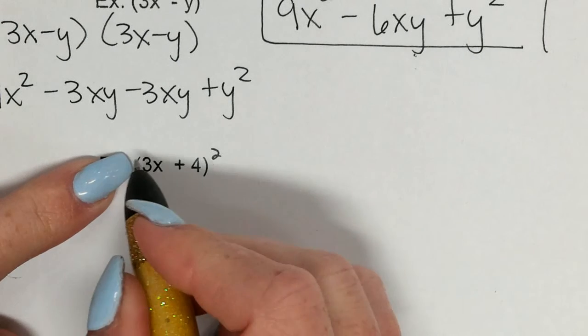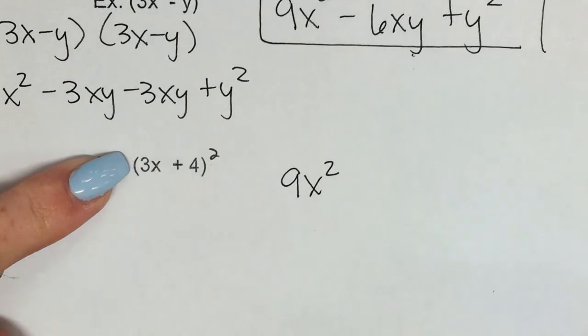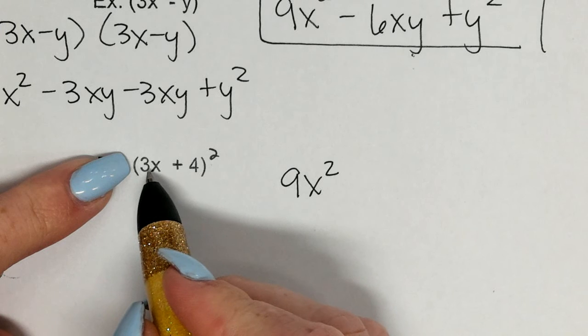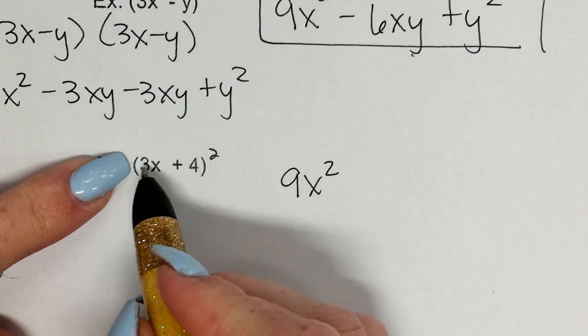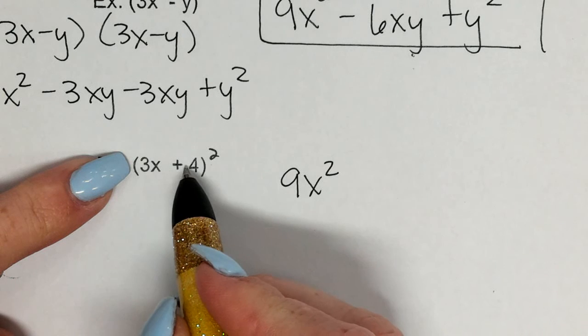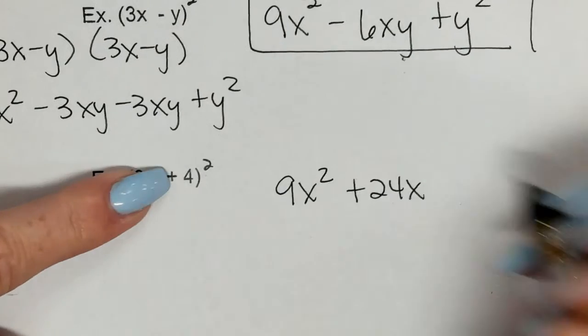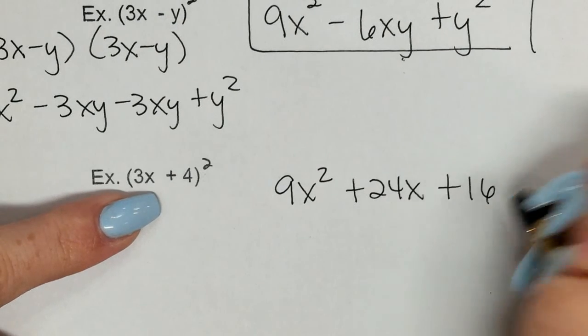All right, here's this one. Using the new rule, square the first one. 9x squared. 2 times 3x is? I'm doing one thing at a time. So 2 times 3x is? 6x times 4 is? 24x. And the last one would be 4 times 4, which is 16.